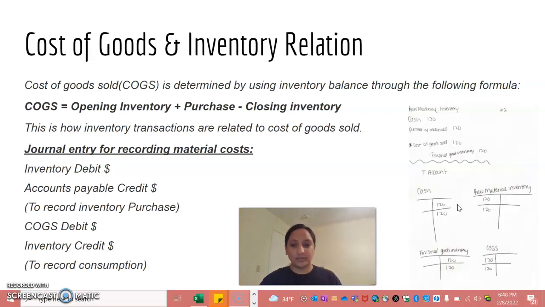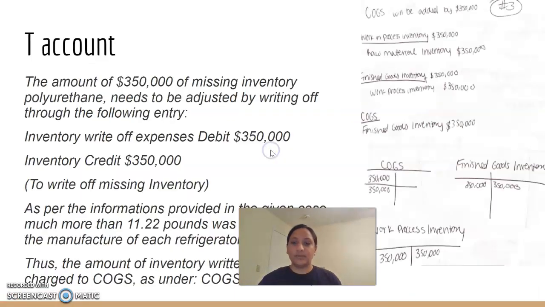That's my T account to the right, and to my left you can see that I put in a journal entry for the following material costs. In the journal entry, this is what should be listed as far as what you're looking for and what should be properly recorded for the goods in the inventory. Moving forward with the T account, it was a major miss.